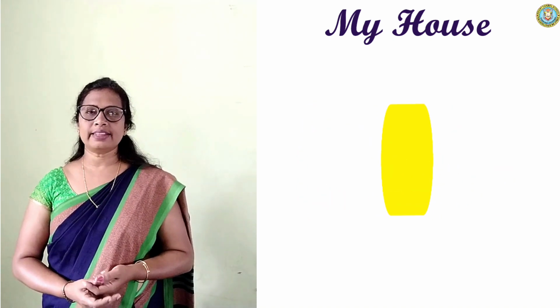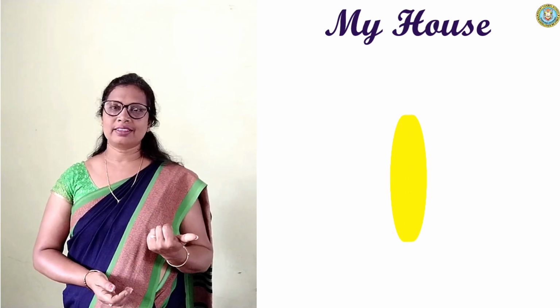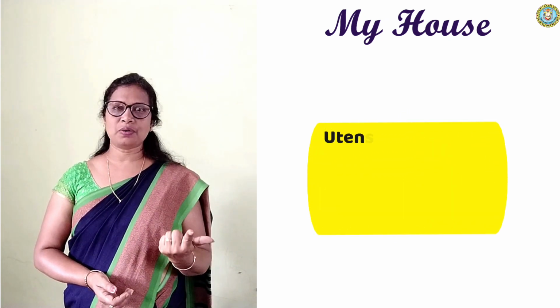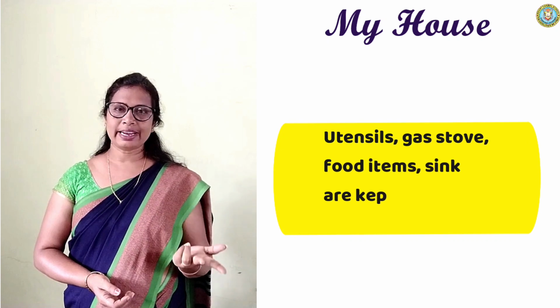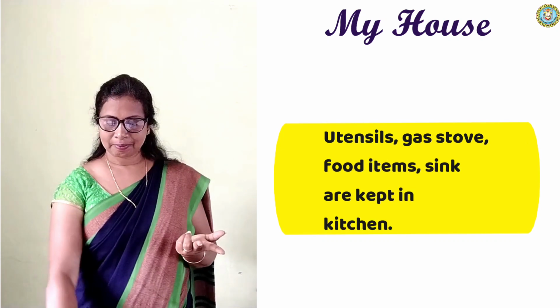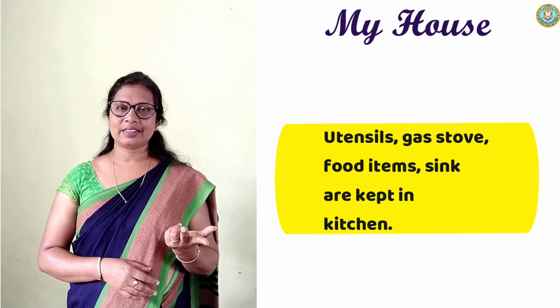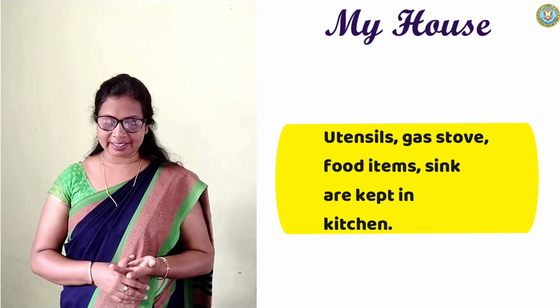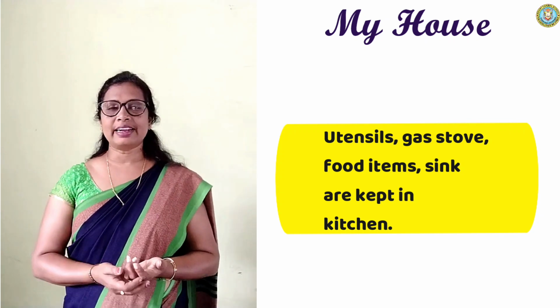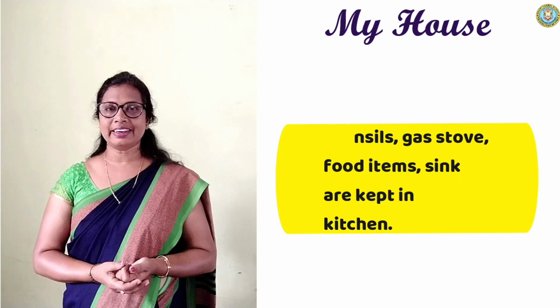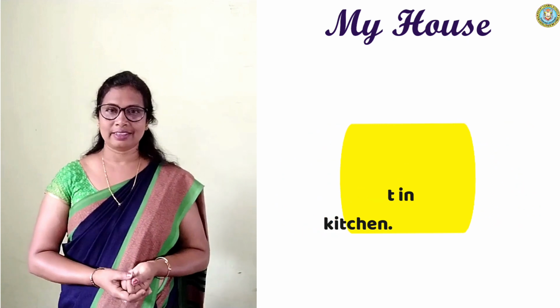What all the things you are seeing in the kitchen? Yes. Utensils and then gas stove. Very good. Food items and then, yes, these are the things we'll see in the kitchen. These are the things, and also sink, isn't it? We'll see in the kitchen.